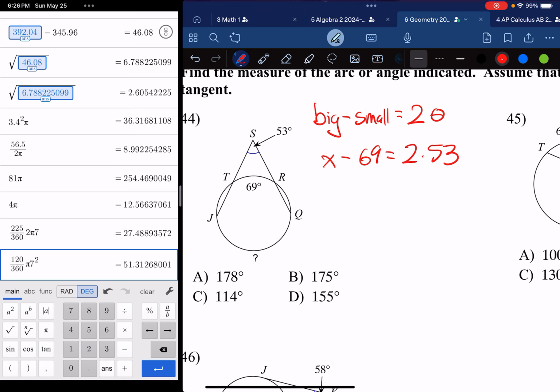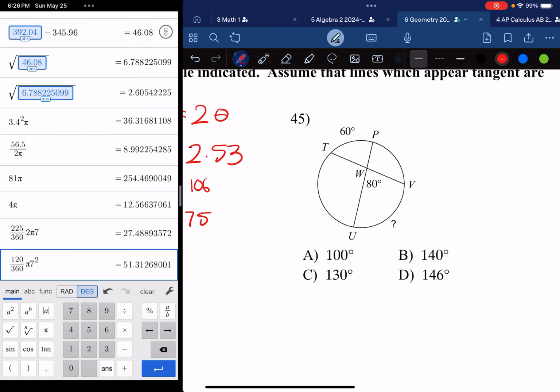So 2 times 53 is going to be 106. And then I need to undo minus 69, so I'm going to add 69, so x is going to be equal to 175. Done. All right, moving on to 45.